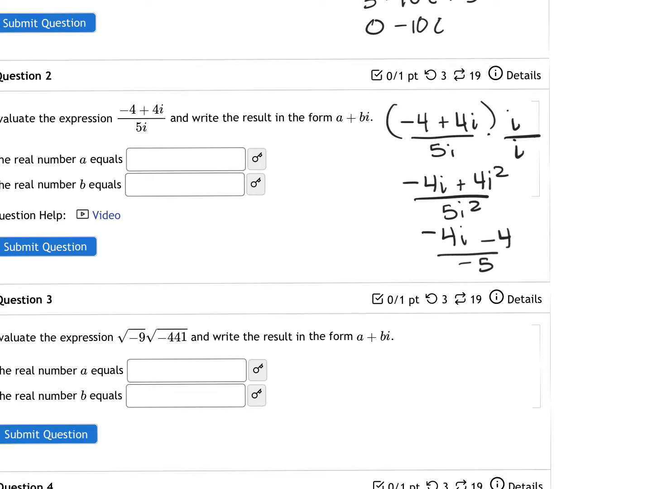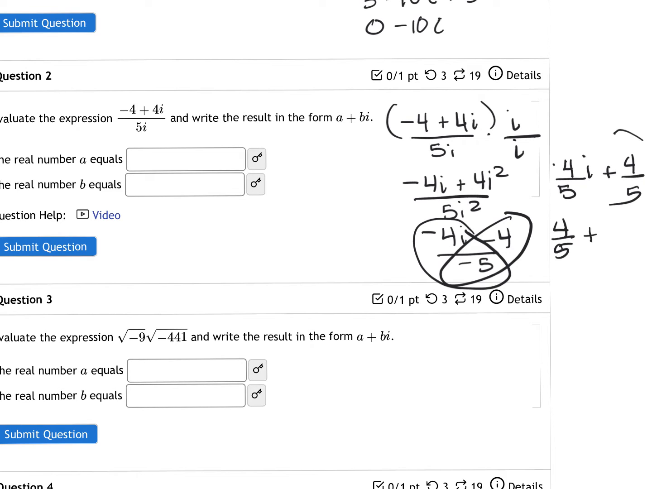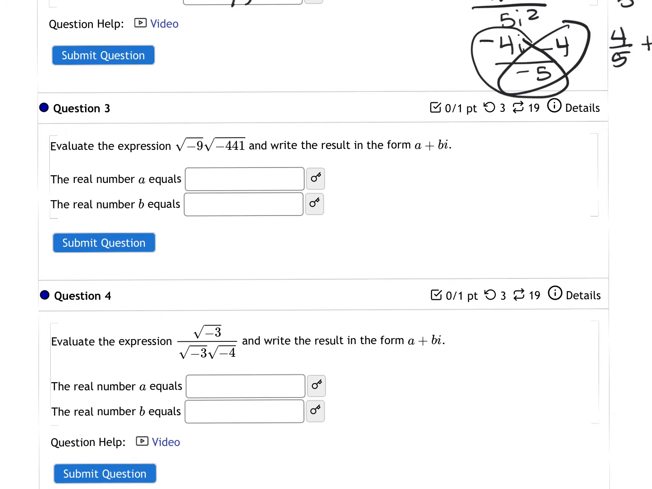Now I'm going to distribute and rearrange. So this part right here is going to be 4 over 5 i plus 4 over 5. This is put the real part first and then the imaginary part. So this should be 4/5 and this should be 4/5. So that's what it's looking for there.